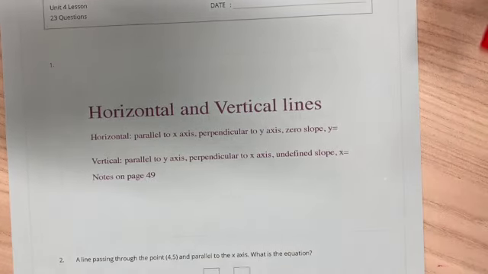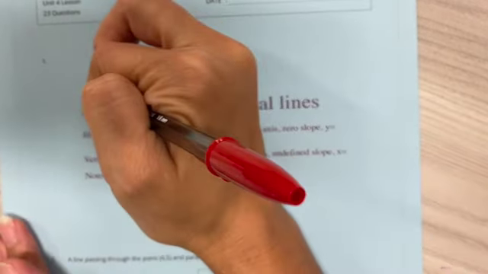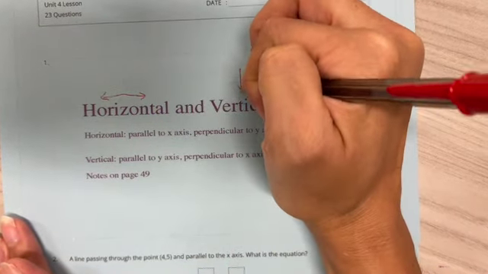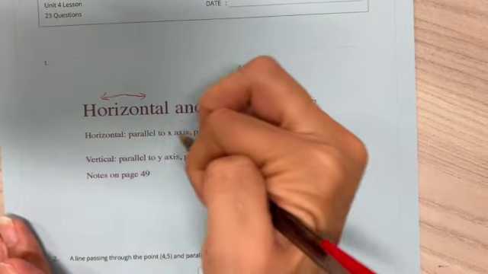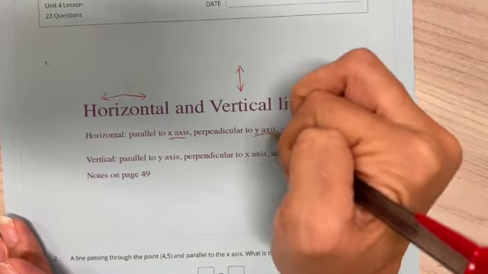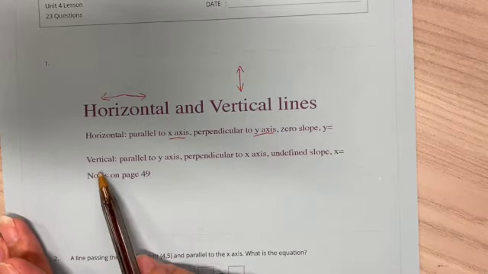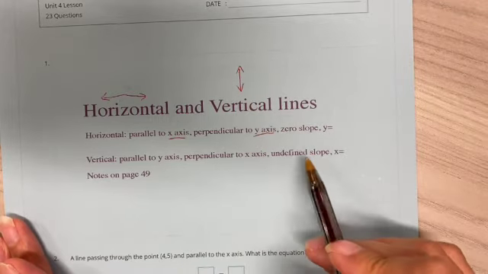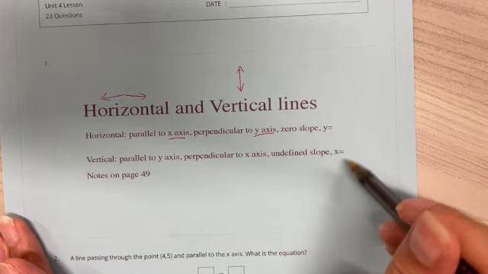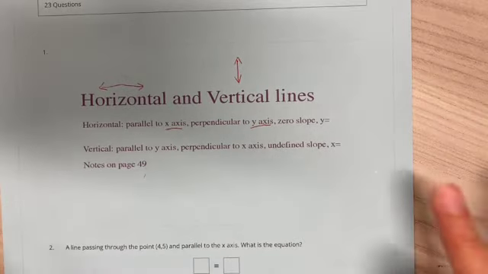The first section of the quizzes is gonna start with horizontal and vertical lines. So remember, horizontal is left to right. Vertical is top to bottom. Horizontal lines are parallel to the x-axis, perpendicular to the y-axis, and they have a zero slope. They are y equals. Vertical lines are parallel to the y-axis, perpendicular to the x-axis, and have an undefined slope, or undef. And those are x equals. These notes can be found on page 49 if you have your notebook. So let's get right into it.